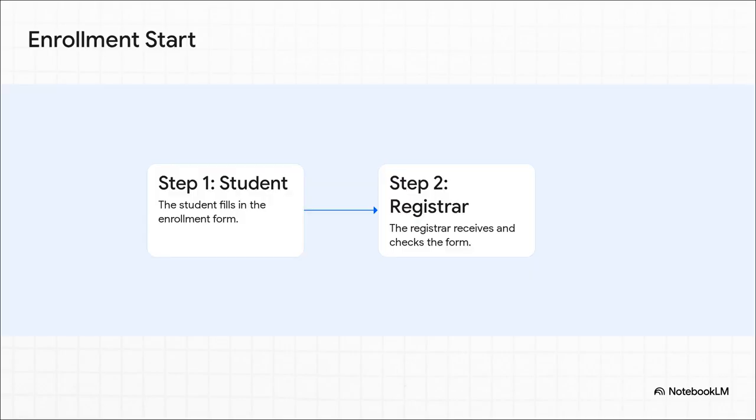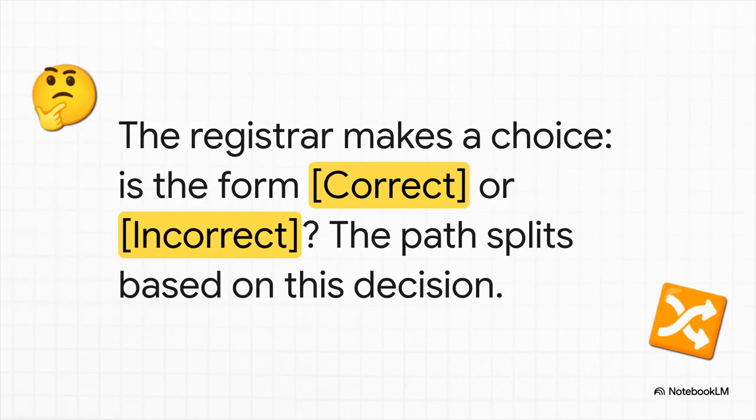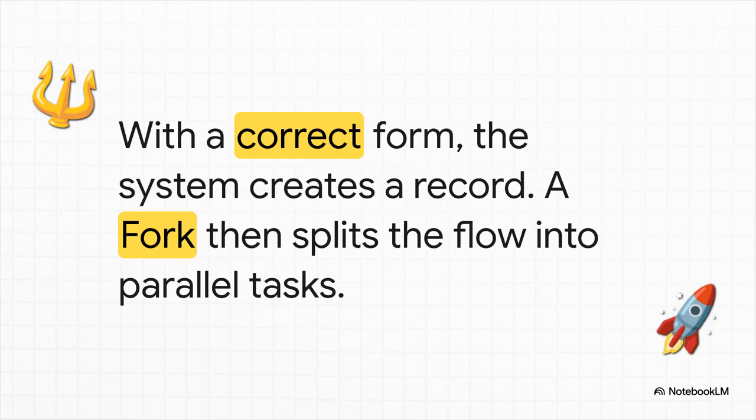So the process kicks off pretty simply. First, the student fills in their enrollment form. Once that's done, the flow moves over to the registrar's lane, where their job is to check that form. And right after the registrar's check, we hit our first decision point, that diamond. Is the form correct, or is something wrong with it? The answer to that question is going to send the workflow in two very different directions. So let's follow the happy path. The form is correct, the process moves to the system swim lane, which automatically creates a student record.